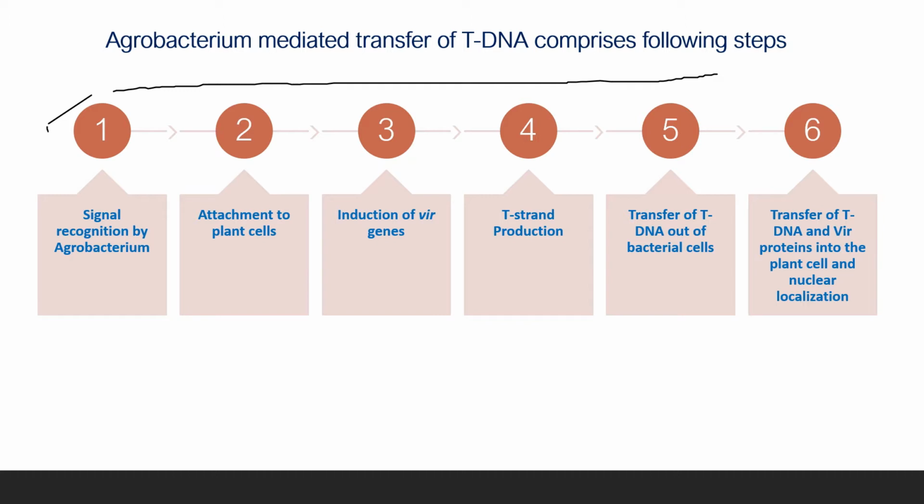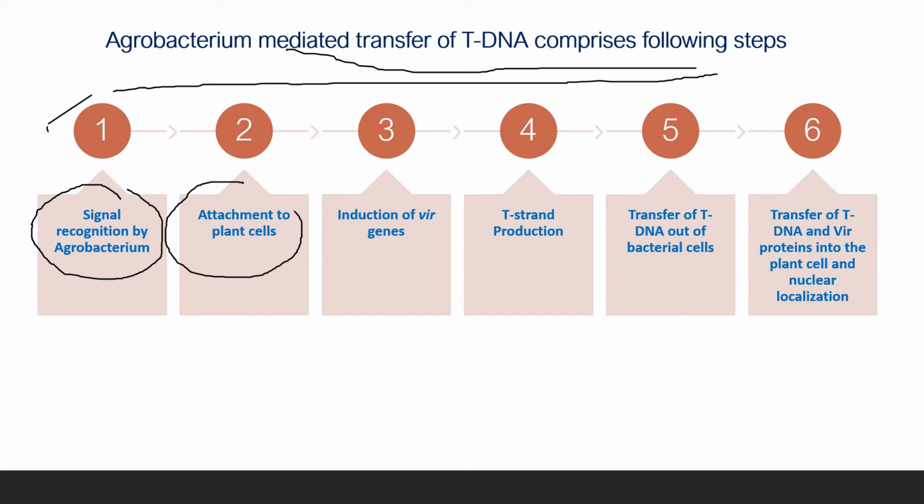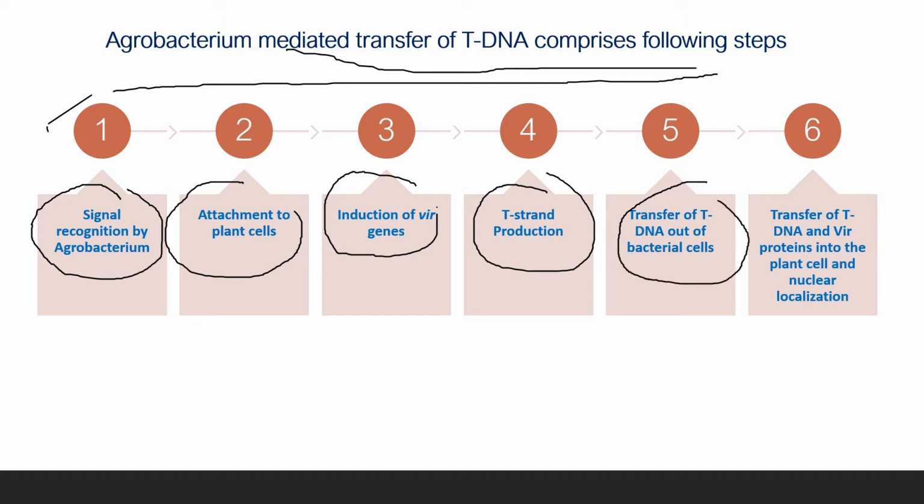So the first step for the agrobacterium-mediated transfer of tDNA is signal recognition by agrobacterium. Thereby it attaches to the plant cells, and with that it starts the induction of Vir genes, and with the help of that it produces T strands. After that we see a transfer of tDNA out of the bacterial cells, and lastly the transfer of tDNA and Vir proteins into the plant cell and nuclear localization occurs. So these are the 6 important steps which I'll be covering in this video.